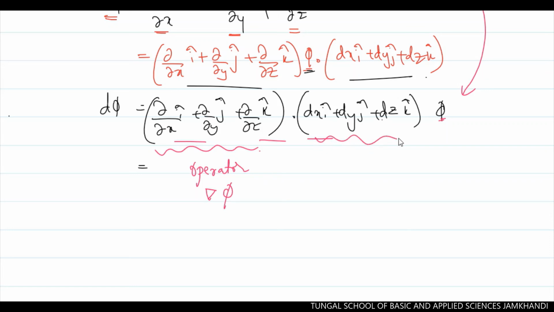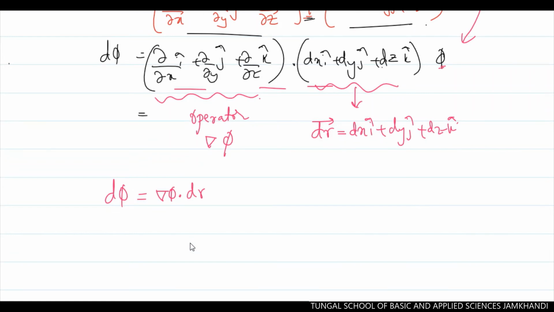Then what is this quantity? This quantity is nothing but the vector distance between two points P and Q, that is dr. That is, dr is a vector, dr is equal to dx i cap plus dy j cap plus dz k cap. Now if I write the whole equation in terms of only del and dr, I get d phi is equal to del phi dot dr vector.